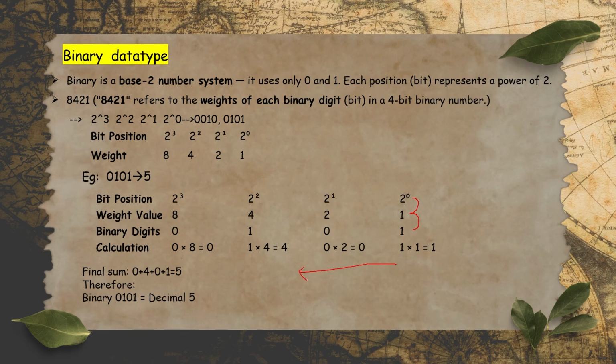Clear? Now, as I mentioned, each bit needs to be multiplied by its weight. Now the bit is 1. I am multiplying 1 with the weight value, that is 1. So 1 into 1 is 1.